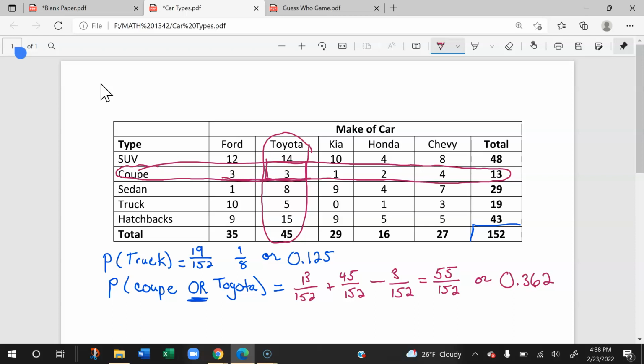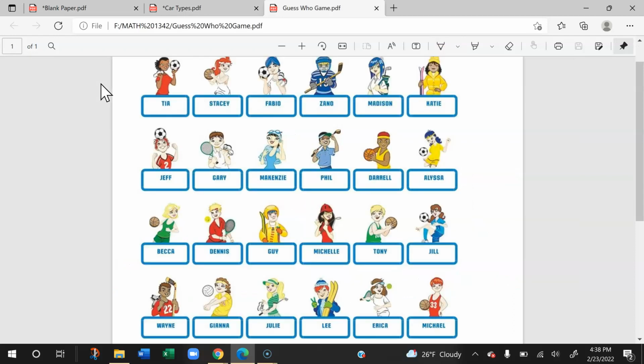Now I know in the contingency table it may be a little bit difficult to look at, so let's come over here. Now if you've ever played the game of Guess Who, which I know some of you have, this is a set of tiles from a Guess Who game, okay? And I want to look at this because I want to talk about these mutually exclusive and not mutually exclusive items.